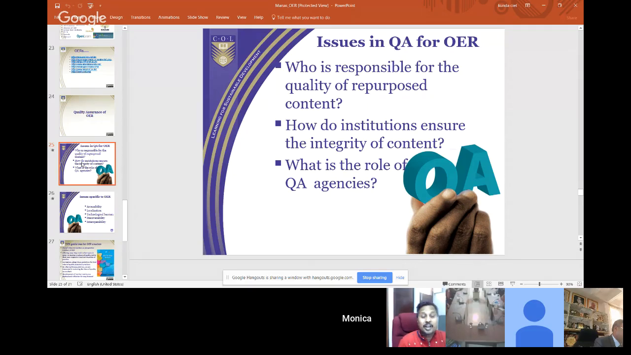If we think about the institutional level or individual level, who is responsible for the quality of repurposed content? Meaning you are revising, remixing, repurposing the content. Who is responsible? How do institutions ensure the integrity of this content? What is the role of quality assurance agencies in this regard? These are the three major issues in quality assurance for open educational resources.